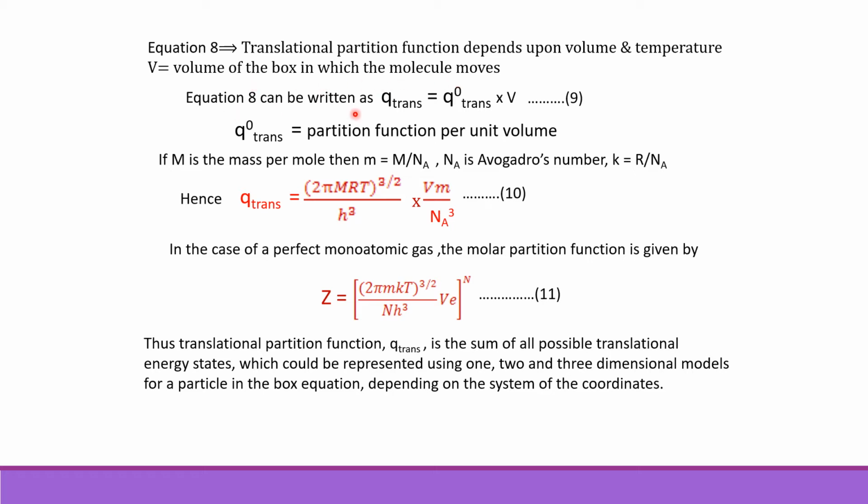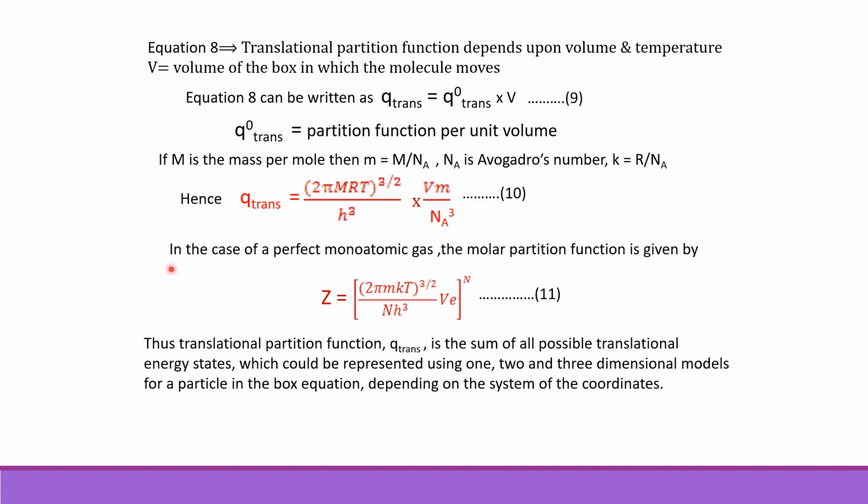Now equation 8 can be written as Q translational equal to Q0 translational into volume V, where Q0 translational is the partition function per unit volume. If m is the mass per mole, then small m can be written as capital M divided by Na, where Na is the Avogadro's number. And if you substitute the value of Boltzmann constant k as universal gas constant R divided by Avogadro's number, the equation becomes Q translational equal to (2 pi mRT) raised to the power 3 upon 2 divided by h cube multiplied by Vm divided by Na cube.